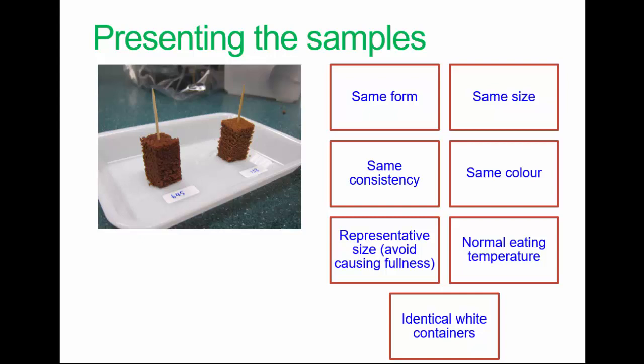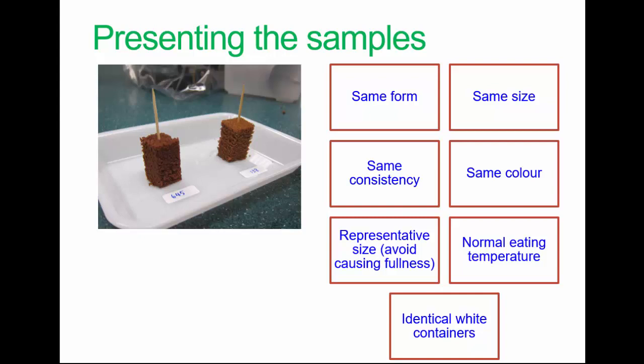Presenting the samples is really important. Samples need to be presented in a consistent way to ensure that all assessors get the same experience. So there's some characteristics there. We tend to present food in small amounts, so it's representative of food but not representative of a meal. That's an important consideration. Normal eating temperature can be quite difficult.